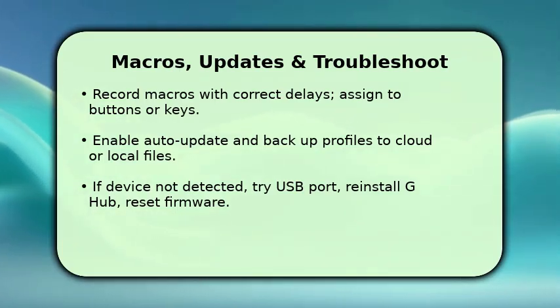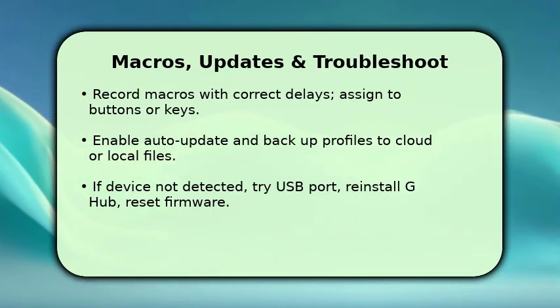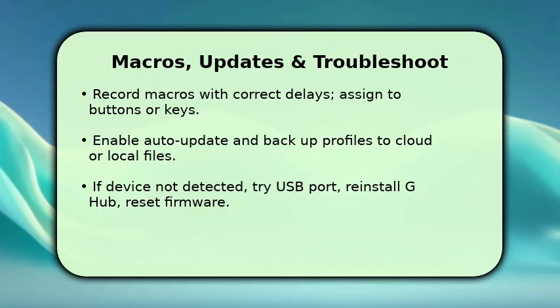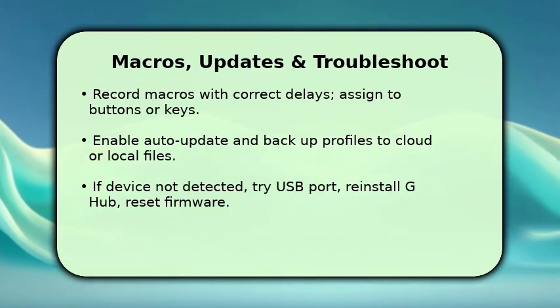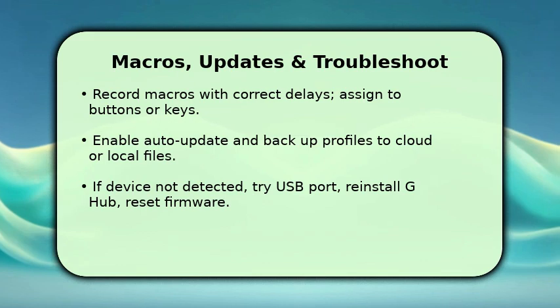If something goes wrong, like the device not detected, swap USB ports, reinstall G Hub, or run a firmware reset. That simple troubleshooting fixes most connectivity and recognition issues quickly.